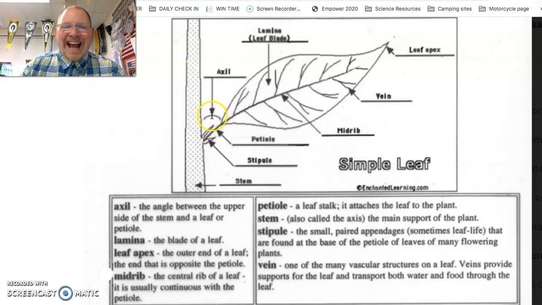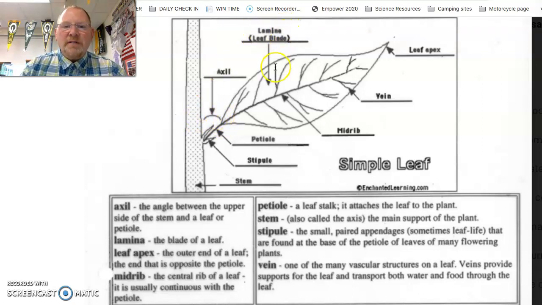This is the axil. This is the angle at which the leaf comes off of the stem, like off of the branch. And this axil, this angle, is different for most different types of plants. Each has its own little unique axil angle.